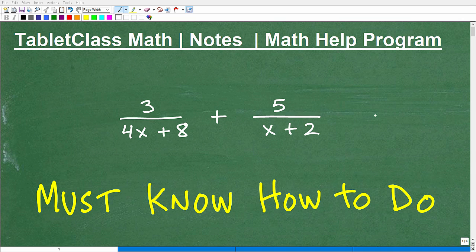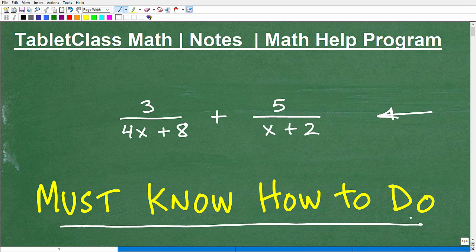Okay, so if you're taking any kind of algebra course, you need to know how to do this. Matter of fact, you must know how to do this to be successful in algebra. And what are we talking about here? Well, looks like we want to add some fractions, and that's exactly what we want to do.